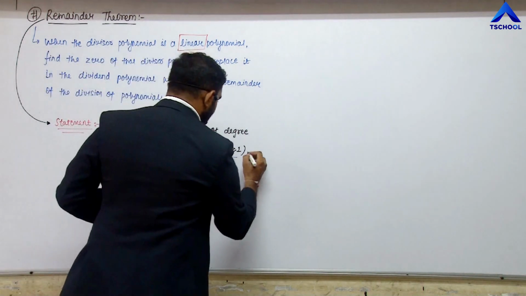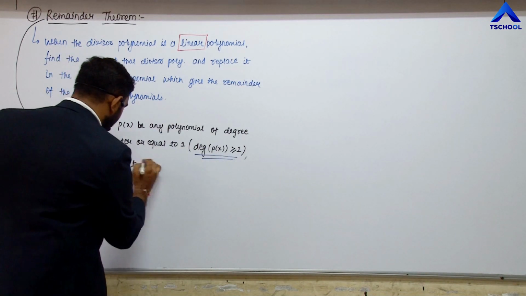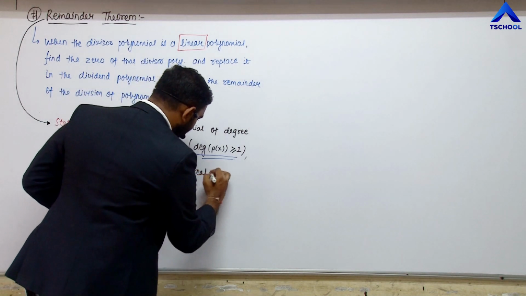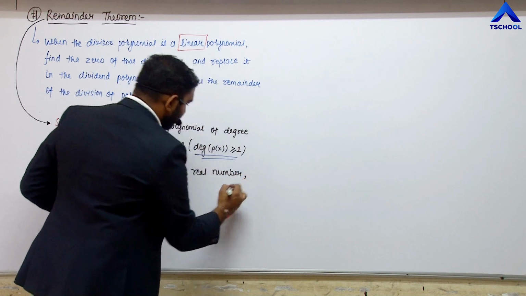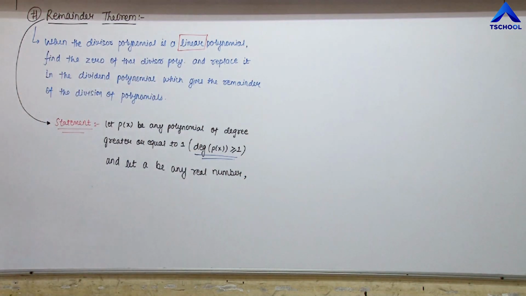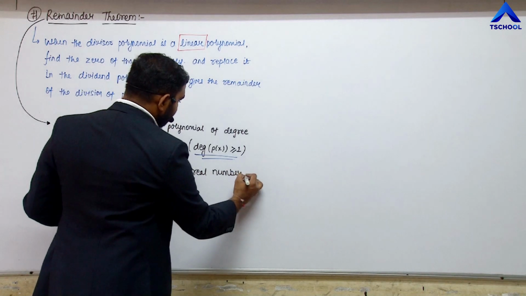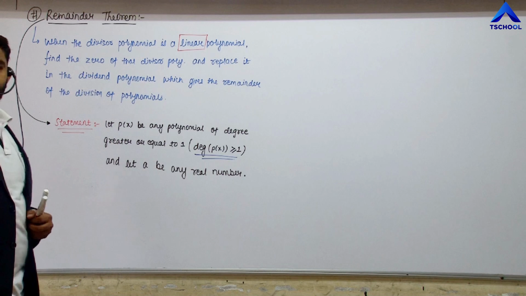And let a be any real number. What is a? Any real number. So these are the conditions. The first thing we must have is that p of x is any polynomial of degree greater than or equal to 1, and a is any real number. Both of these things must be present over here.